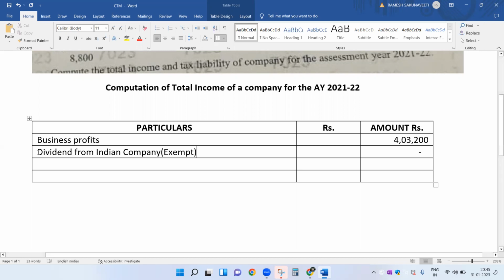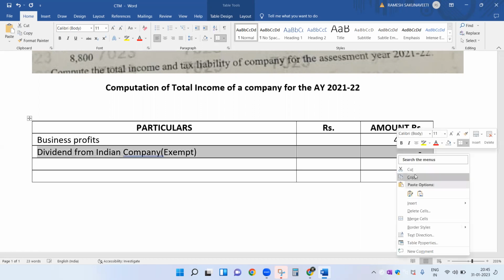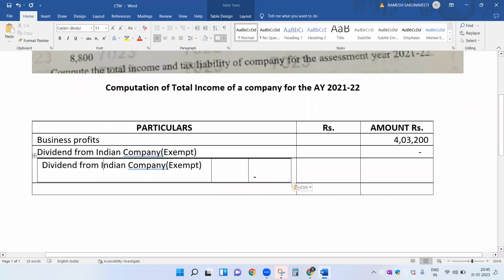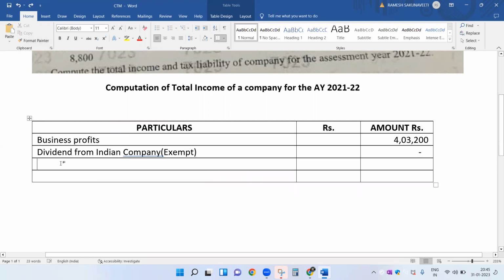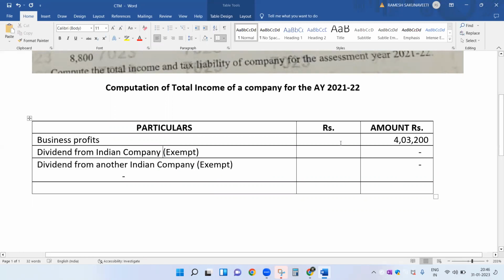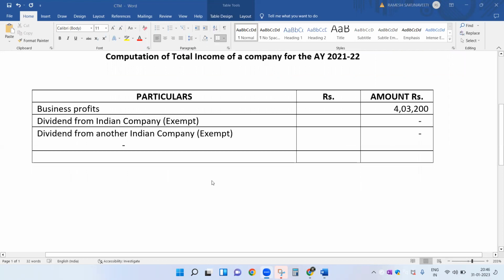So similarly, next one is also like this only. Dividend from another Indian company. So another Indian company, this is also tax exempt. Yes, did you understand? Dividends of Indian companies are exempt, tax exempt. But you have to mention and you have to write in a bracket exempt. Yes, is it clear? Priyadarshini and Subramanian. Yes, sir, it's clear.